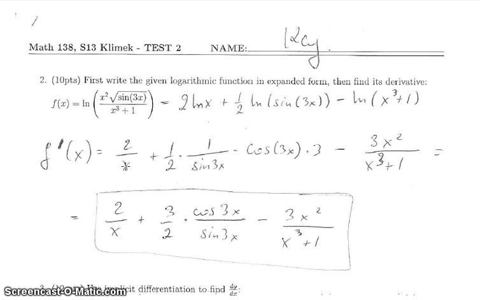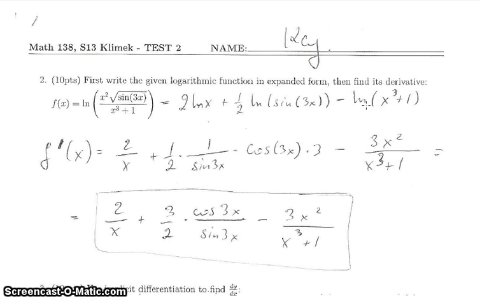So the derivative of function f is going to be 2 times the derivative of natural log of x, which is 1 over x, so it's 2 over x, plus 1/2 times, now the derivative of natural log of sine of 3x requires the chain rule, so it's going to be 1 over the argument, so it's 1 over sine of 3x, times the derivative of sine of 3x, another chain rule, cosine of 3x, times 3, because the derivative of 3x is 3. So that's the derivative of 1/2 natural log of sine of 3x.